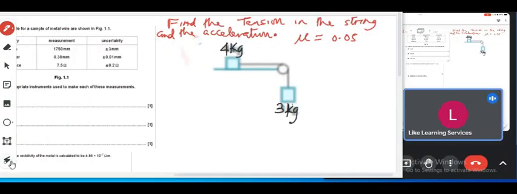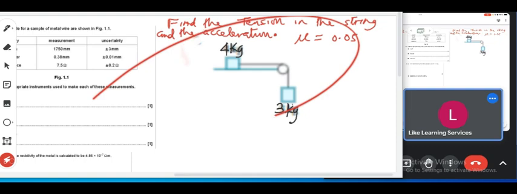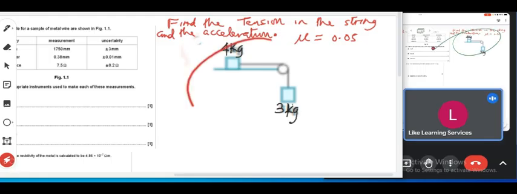This is under connected rods on force and motion dynamics generally. The general principle we apply here is just F equal to ma.